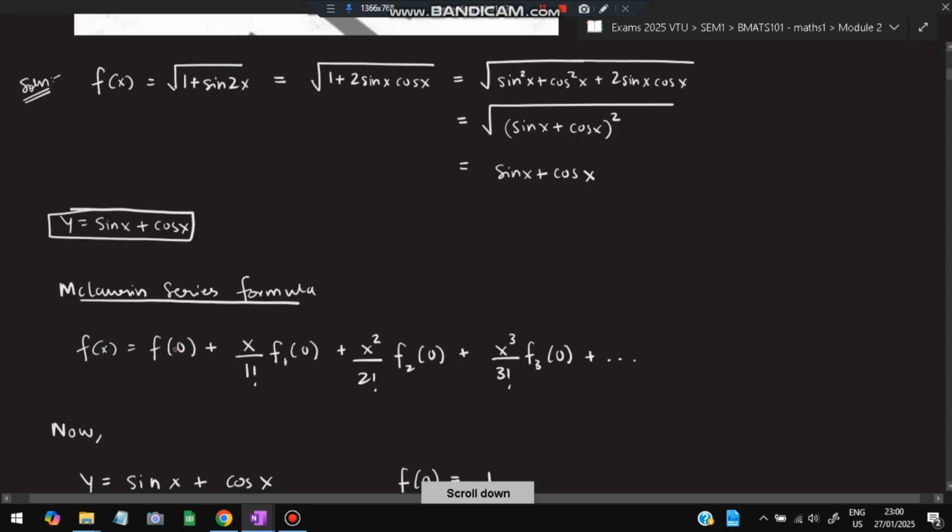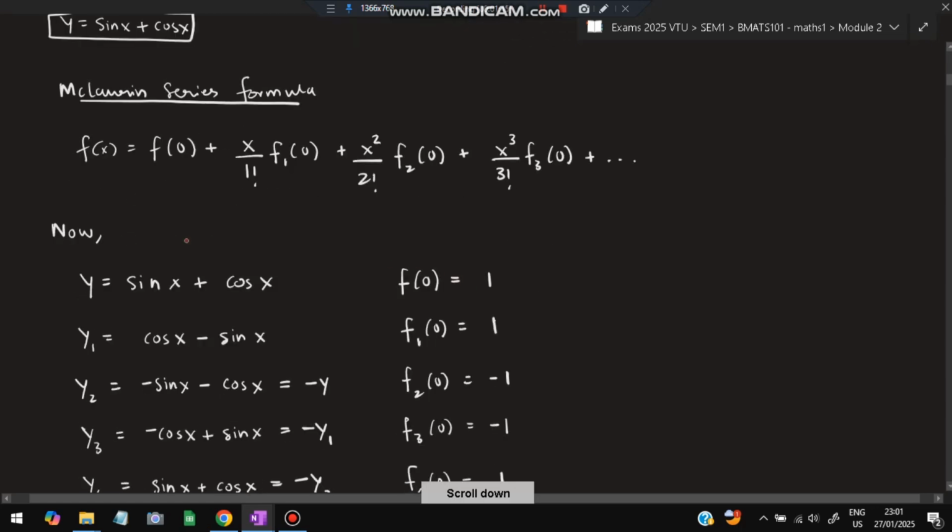Now the Maclaurin series formula is f of x is equal to f of 0 plus x by 1 factorial f1 of 0, plus x square by 2 factorial f2 of 0, plus x cube by 3 factorial f3 of 0, and so on. You get the point, right? This is the Maclaurin formula. You need to memorize this, 3 or 4 times.